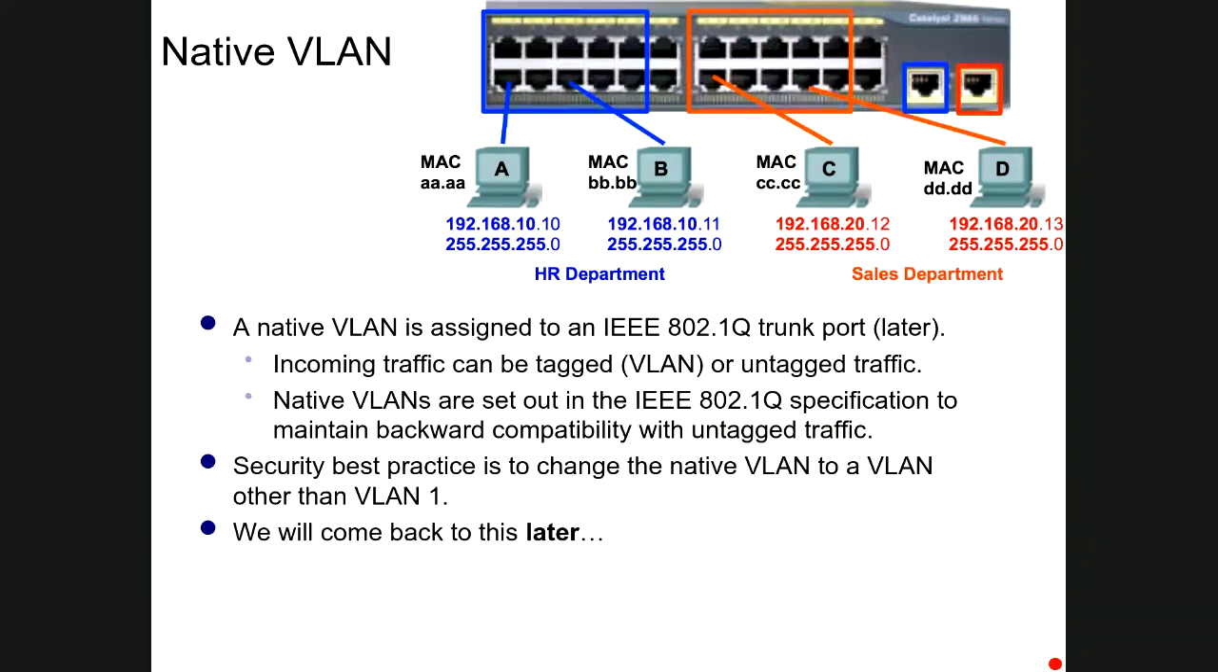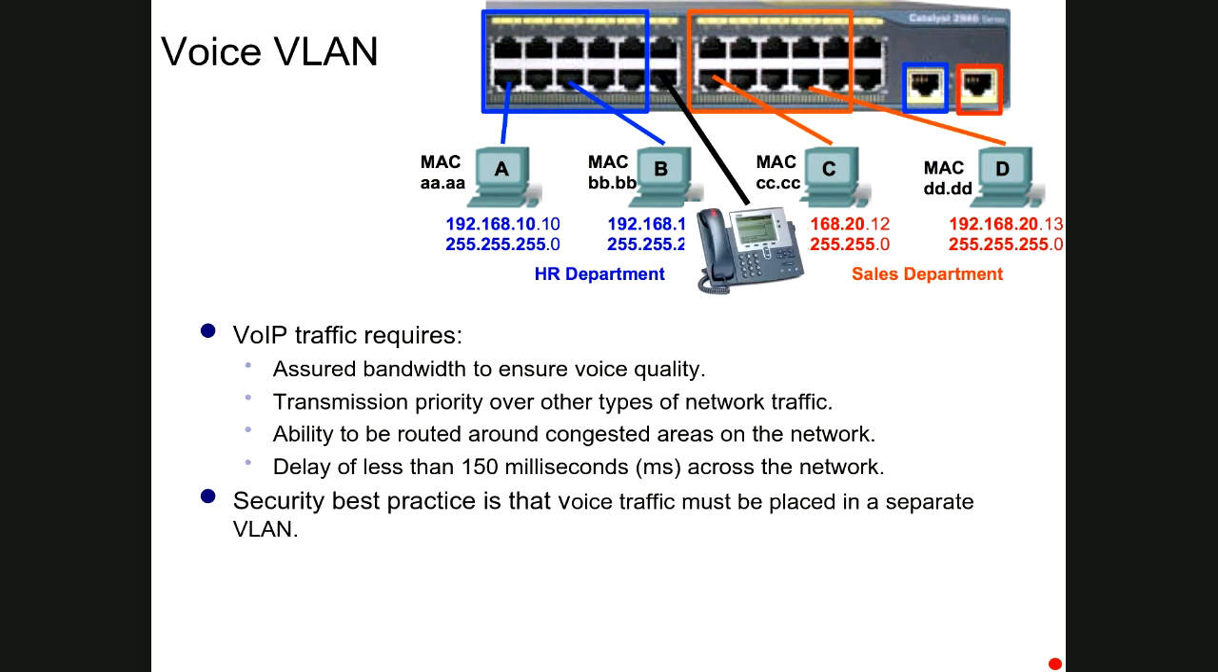So native VLAN. Oh, IEEE 802.1Q trunk. What the heck is that? So workstations can only send and receive untagged standard Ethernet frames. And we're allowed to have, oh, I'm getting ahead of myself. So we're going to maybe change the native VLAN to another VLAN. We'll do that later. Sorry to confuse you so much.